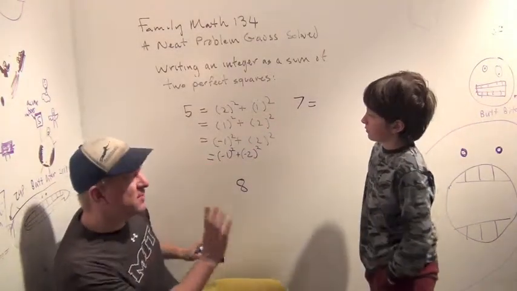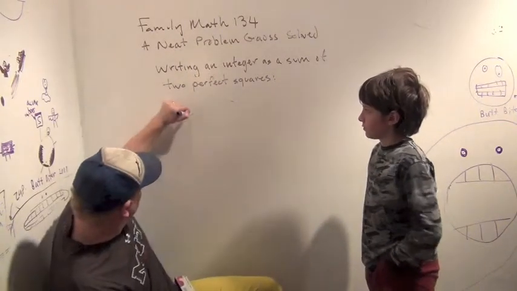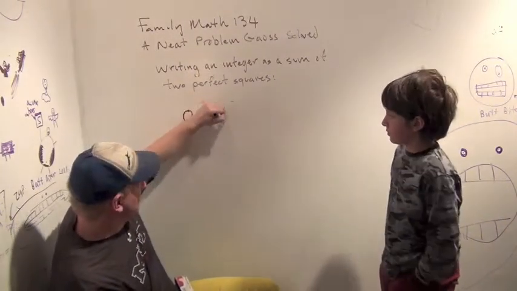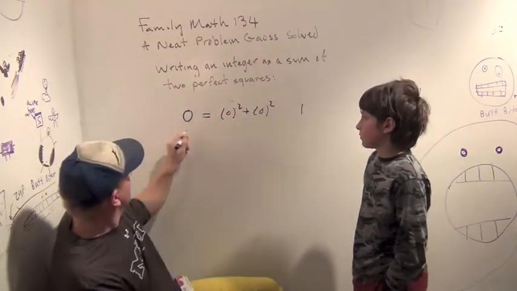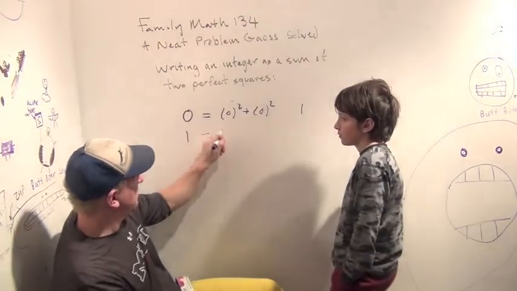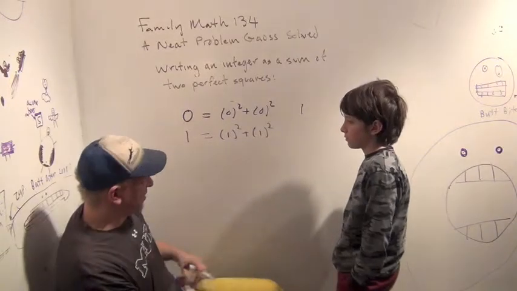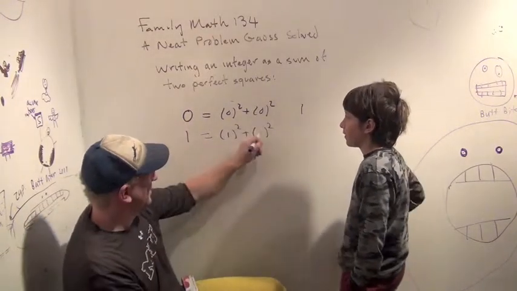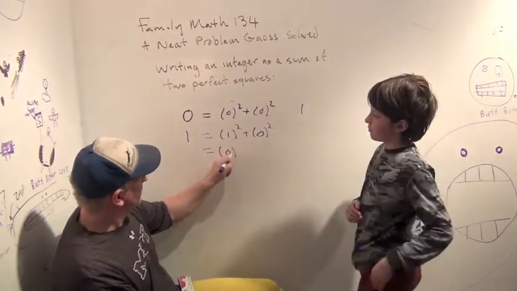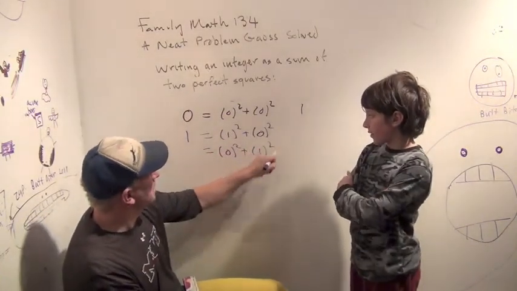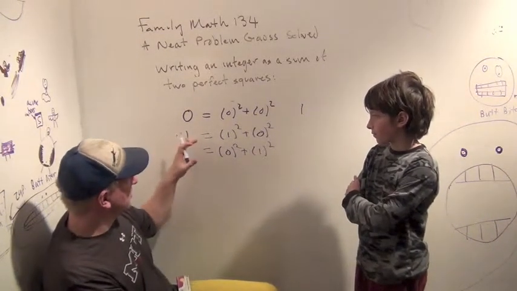But first I want to make just a very quick list. Maybe we'll just do a few. 0, there's only one way to do it: 0 squared plus 0 squared. So that's just 1. 1 we can write as 1 squared plus 0 squared, and then the other way around, 0 squared plus 1 squared. And the negatives. So how many total ways will there be for 1?